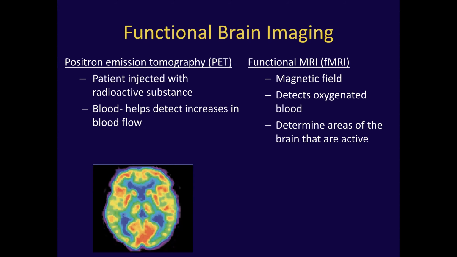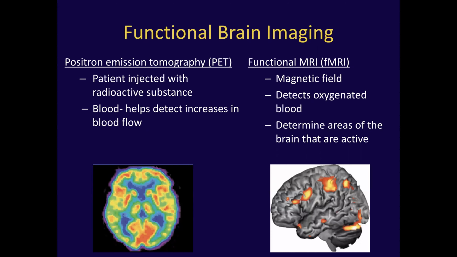It measures, the picture can help to determine where oxygenated blood is in the brain. So areas of the brain that are active, that's where the blood's gonna go to. So this allows us to have a picture of that. It's detecting the oxygenated blood. So it determines what areas of the brain are active, either at rest or during a particular task.